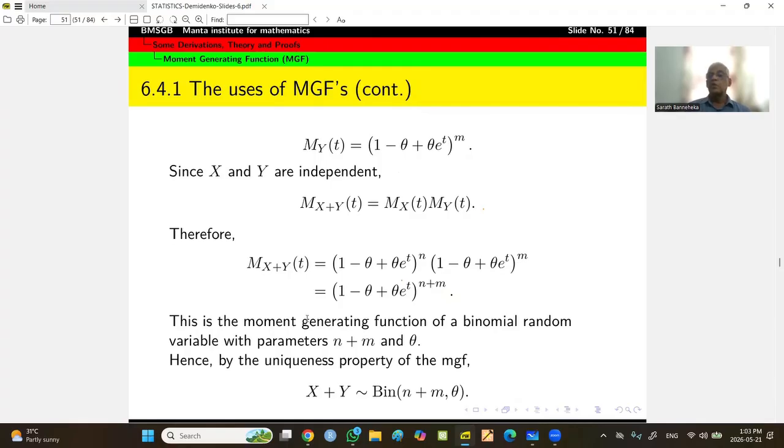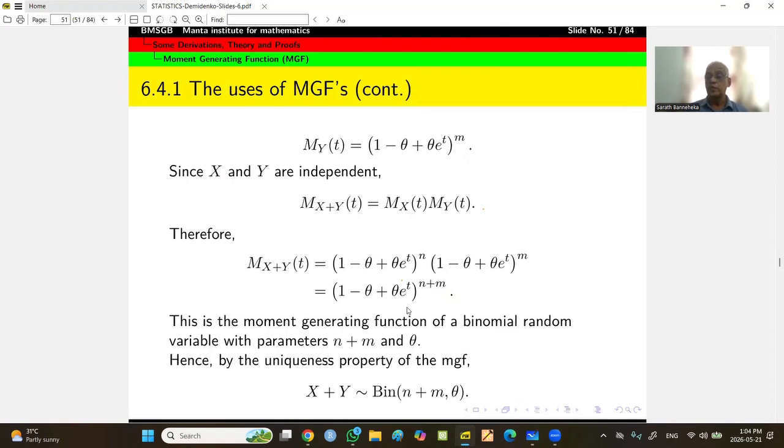So according to the uniqueness of the moment generating function, this should be the moment generating function of some random variable which has a binomial distribution with n + m in place of n or m in the previous cases, and θ, the probability of success. The number of trials is n + m. θ is still the probability of a success. So according to the uniqueness property, we can identify this as the form of the moment generating function of a binomial distribution with parameters n + m and θ.